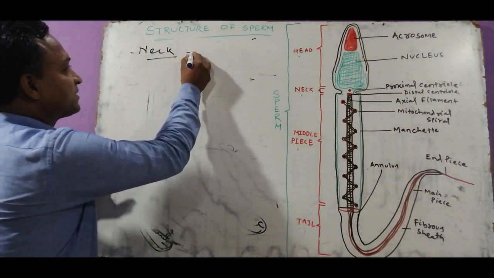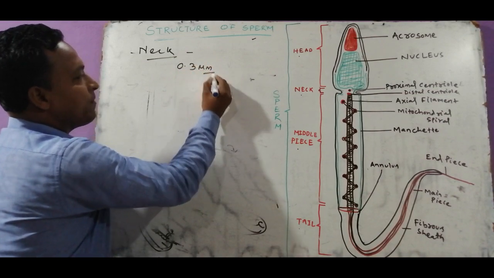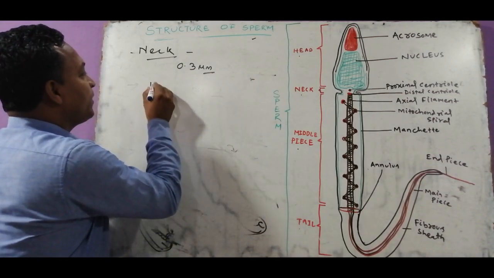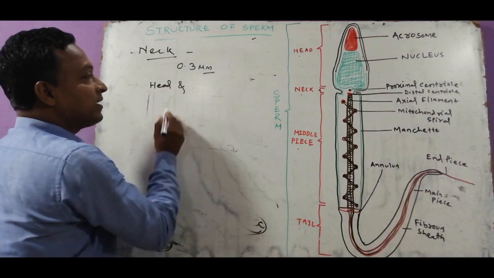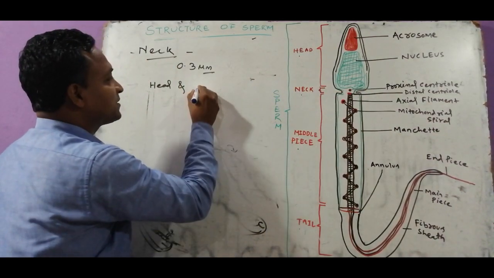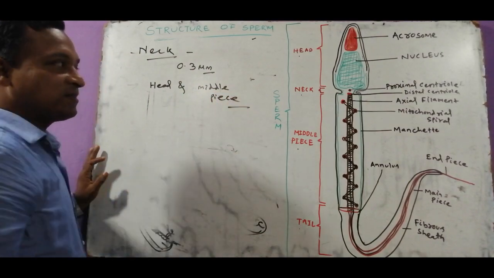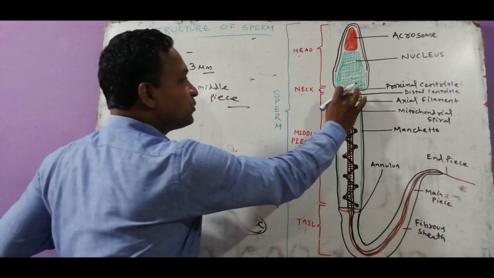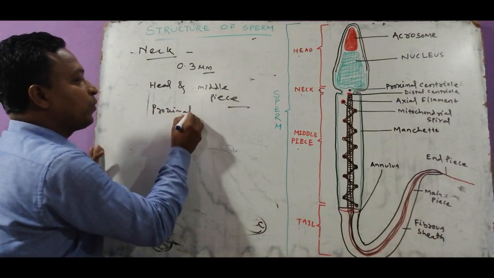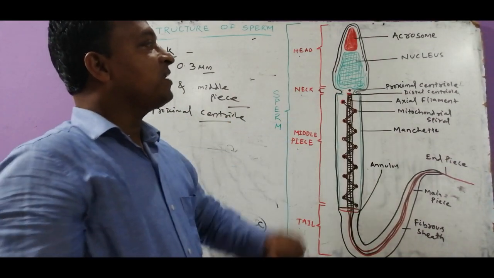It has a size of 0.3 μm, or micrometer, in length. It is found between the head and which piece? The middle piece. Try to guess, my dear, what it contains. It contains one centriole, which we can call the proximal centriole.